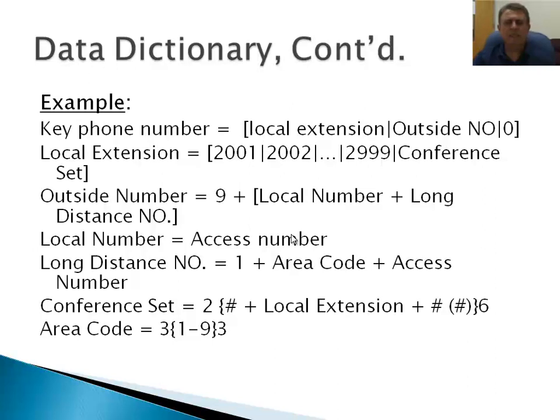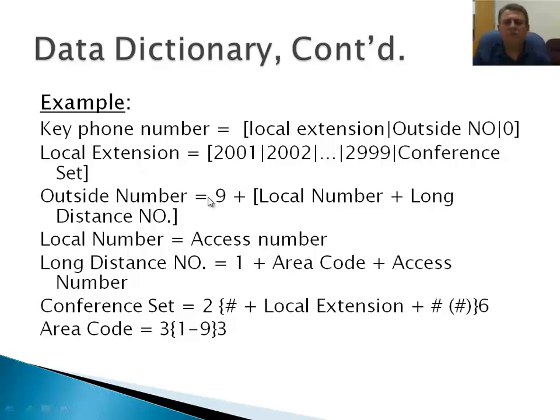Basically, here we define the format, the meaning, and everything. Here's an example of a data dictionary. For example, say key phone number. This is a variable. We are saying it is a local extension, or outside number, or 0. Local extension, in this case, is 2001 or 2002 all the way to 2999, or conference set, meaning it's a conference call.